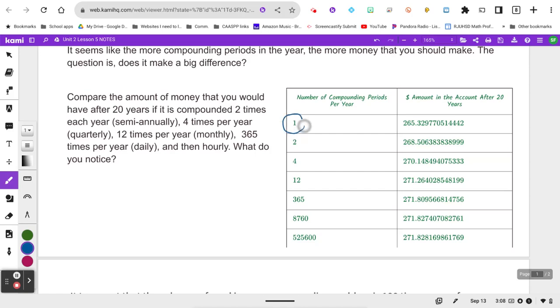So here is what we got if we only did it once per year. Twice a year, semi-annually, 4 times a year, quarterly, 12 times per year, so monthly. Then it would be daily, then hourly, and so on. And what do you seem to notice? The thing I notice is the more you do it, it doesn't really seem to change very much. It's going to still stay to be 271.8 something.